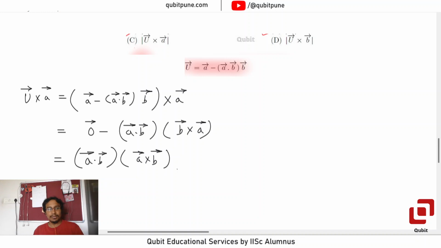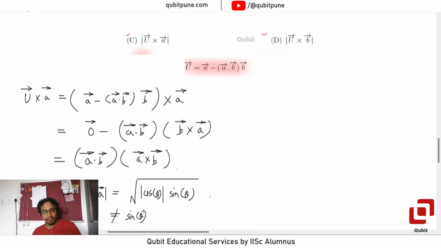Okay, so the magnitude will be what? The magnitude will be root of mod of cos theta into sin theta. Fine. So that's not equal to sin theta. Now how about b?